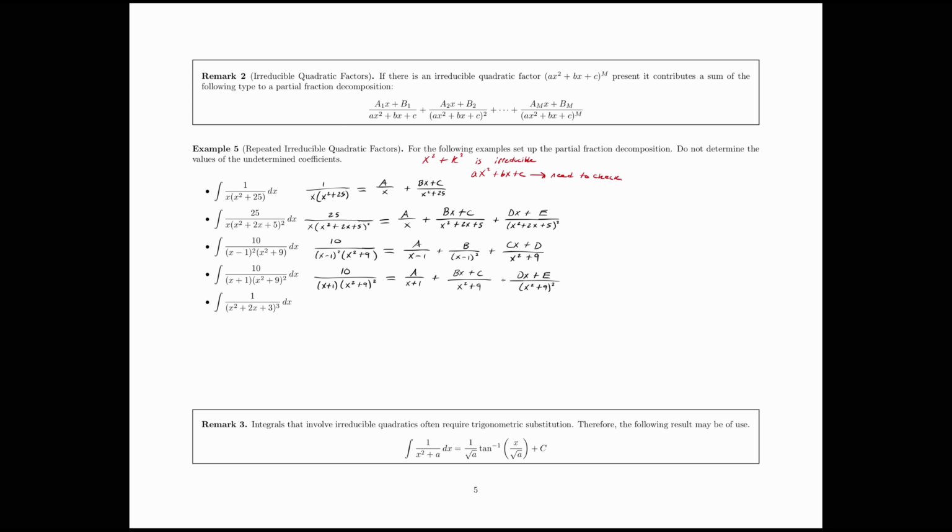Lastly, we've got something written that's not clear from just viewing it. It's not clear if this is an irreducible quadratic or if it is just a quadratic that needs to be factored further. So let's take a look at our discriminant. So b squared minus 4ac. So this is 4 minus 12. That's less than 0. So this is irreducible. So this is an irreducible quadratic, and it's repeated with multiplicity 3. So this will actually contribute 3 terms.